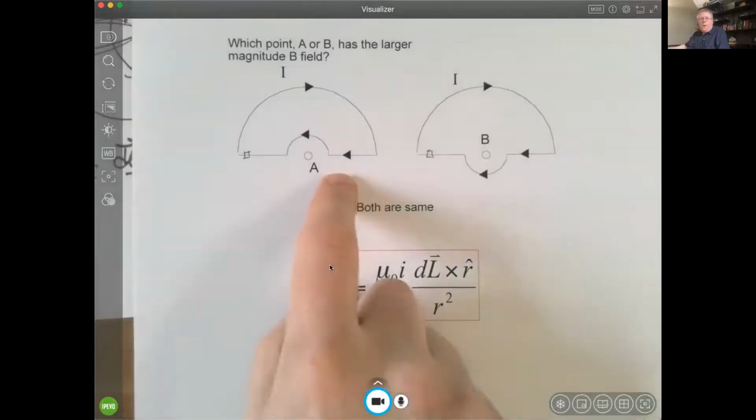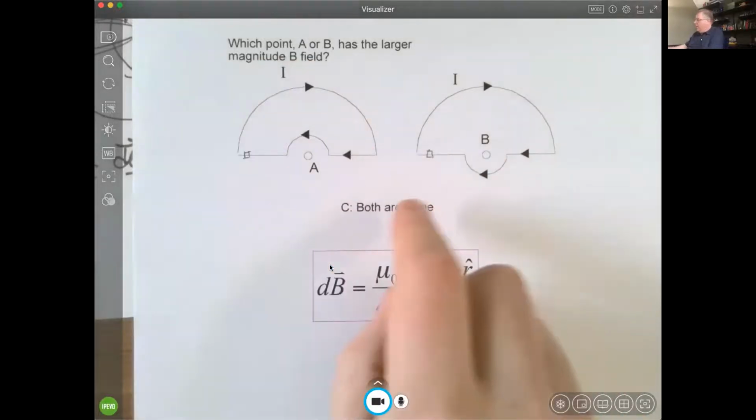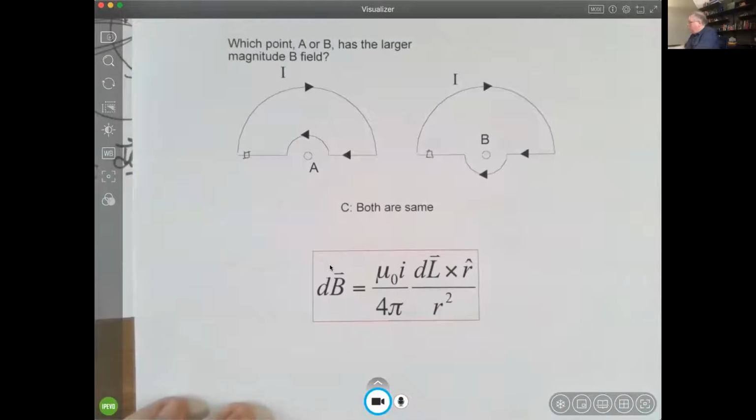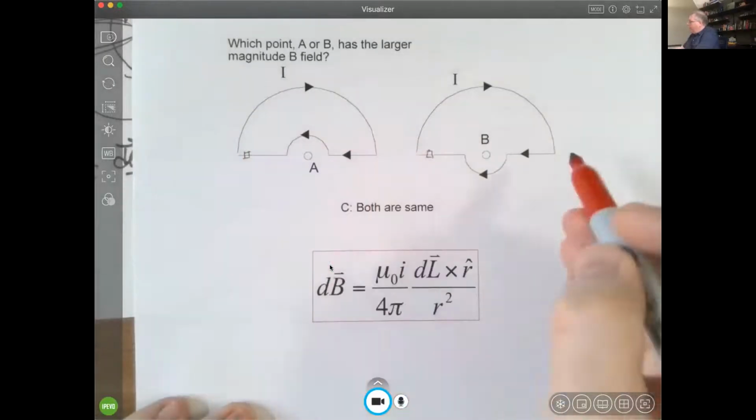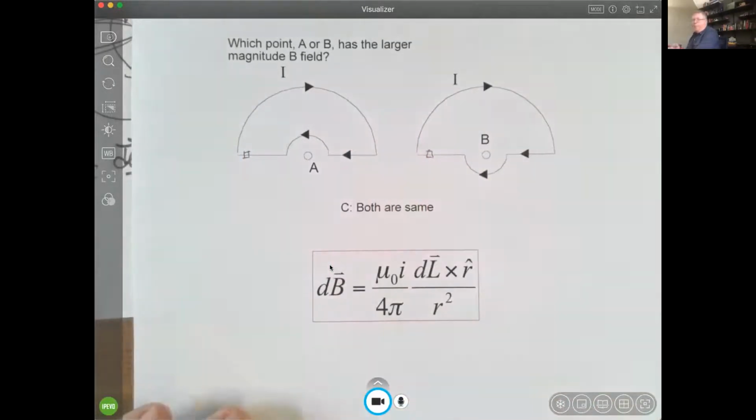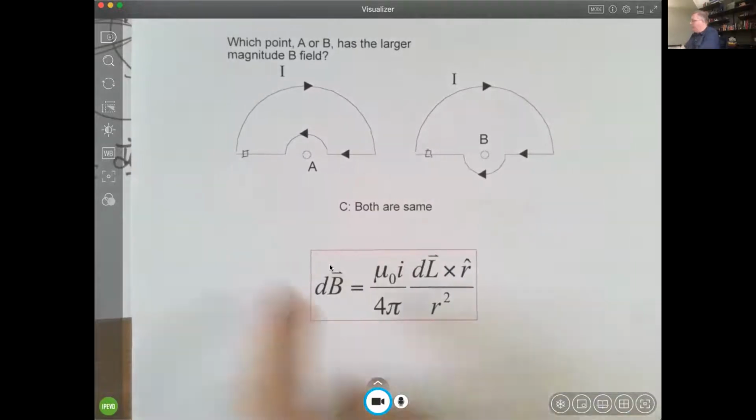So these are wires carrying currents either around like this or around like this. Both times there's a little battery in it in both.